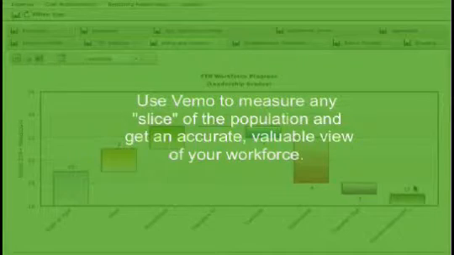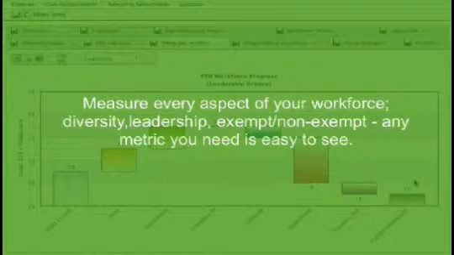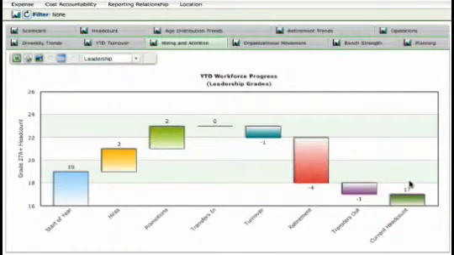This information can be used to look at any slice of the workforce or any filtered values of the workforce to really understand what's happening with the population. So you could look at regular versus diverse workforces, leadership versus other workforce, exempt versus non-exempt, pivotal roles versus non-pivotal roles, or really whatever is the right thing to look at.